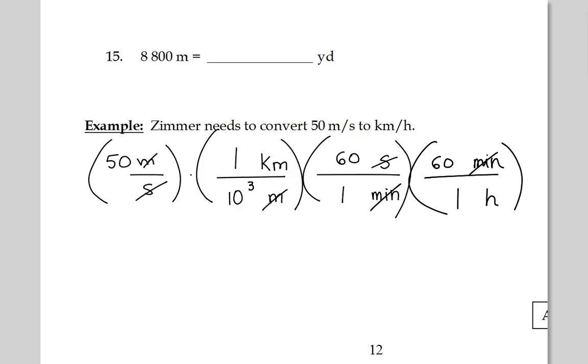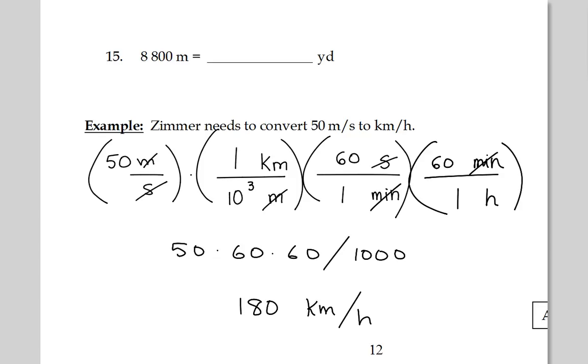So to finish this off, it would be 50 times 60 times 60 divide by 1,000. Anything in the bottom is division. Anything in the top is times. 50 times 60 times 60 divided by 1,000. 180 km per hour. Quite fast.